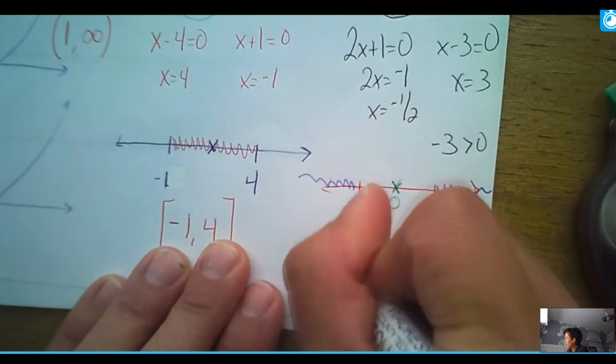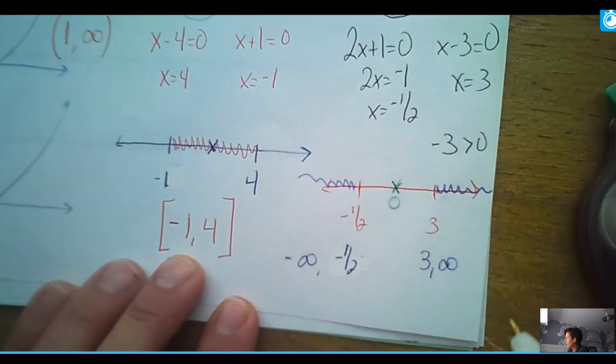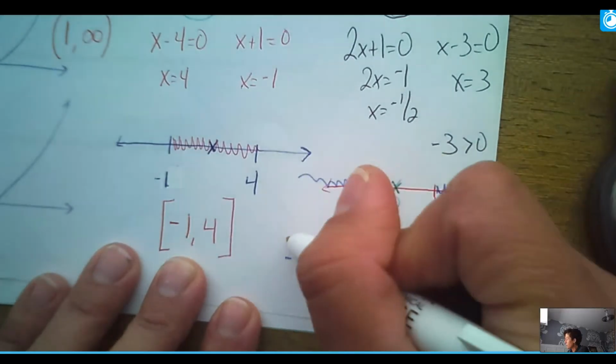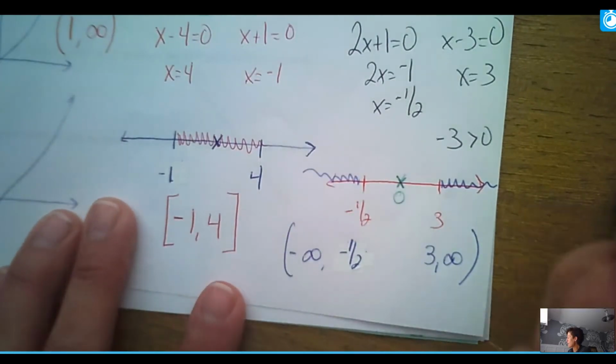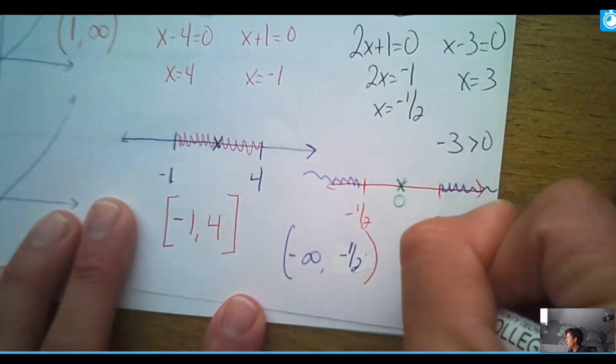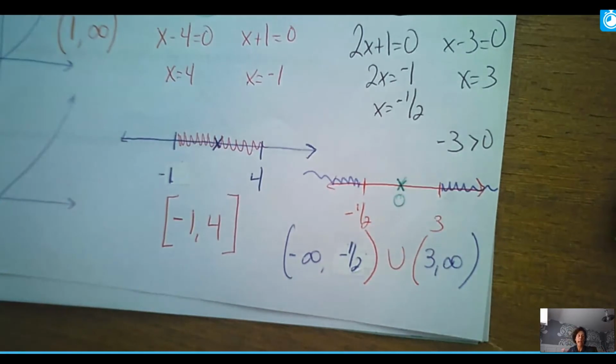-1/2 and then smaller, so I'd put a -infinity. Remember, infinity always gets parentheses, and because this is not underlined, I don't want to include -1/2 and 3, so I will use parentheses. And then you might see that union symbol connecting the two. All right, and that's it on solving inequalities.